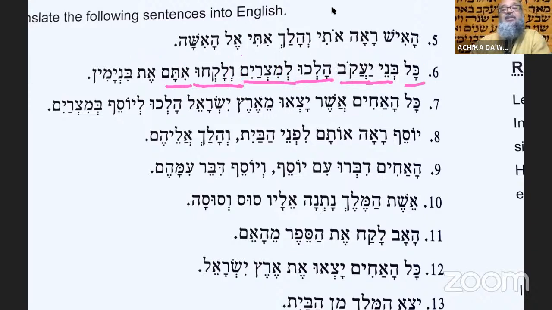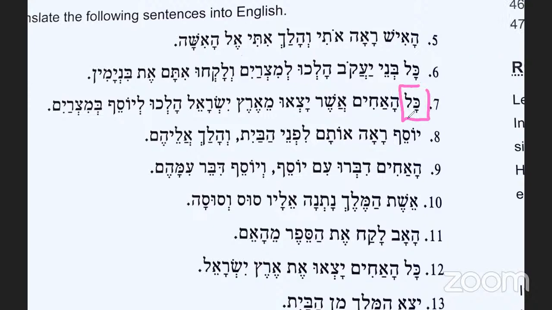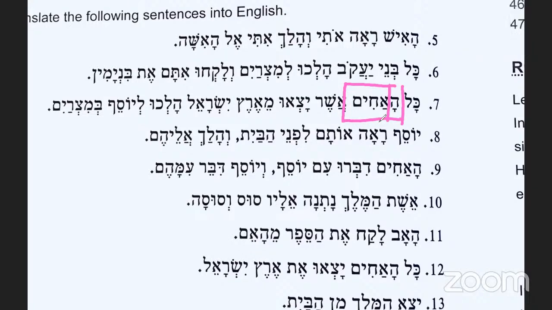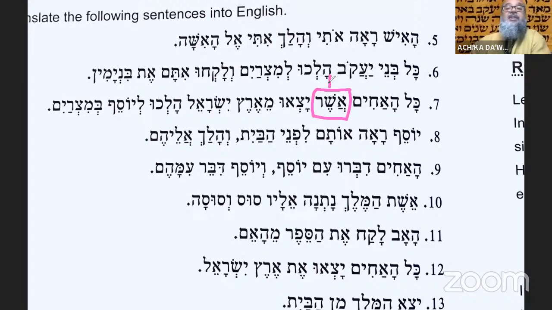All right, so number 7. Kol means what? All. And all, and here's Ah on the what? Ach is your brother, so Achim is what? Brothers. And then we have our word asher, which is a relative pronoun. That, okay? Yatsa is a word. They went, okay? They go, okay? They, and then we have with the preposition mem.